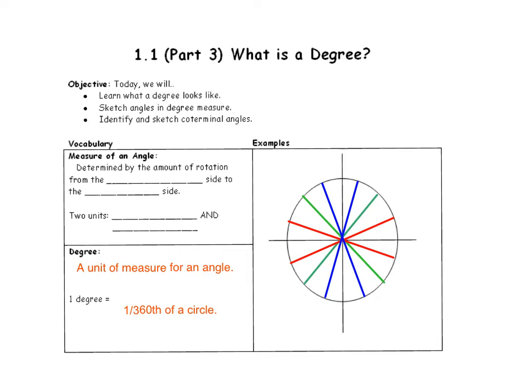Our goal for today is to just learn what a degree looks like. We're going to sketch some common angles that are in degree measure, and we're going to identify and sketch what we call coterminal angles.